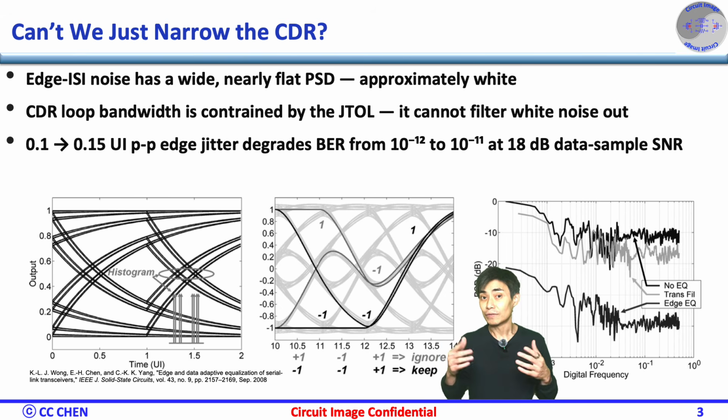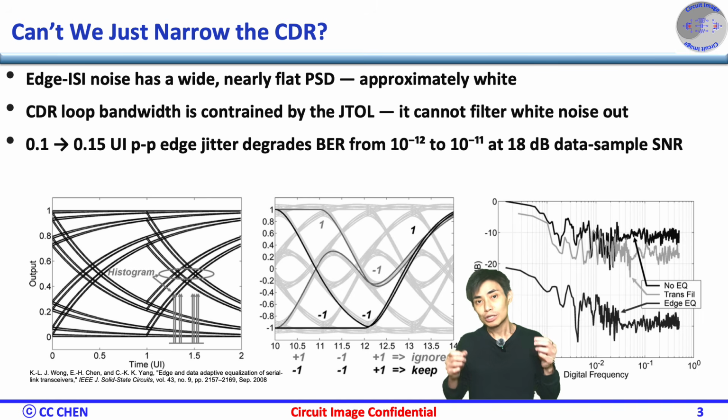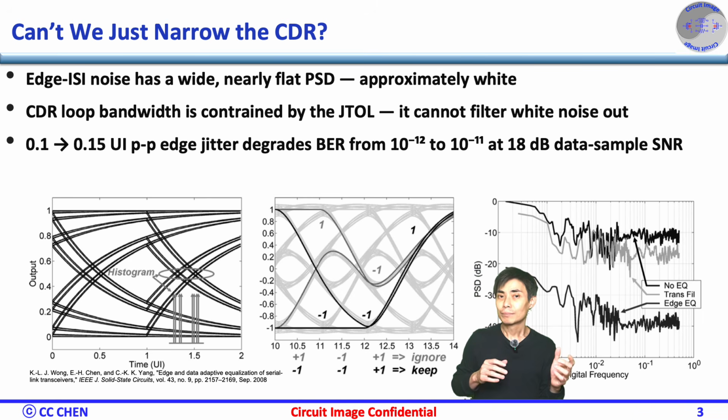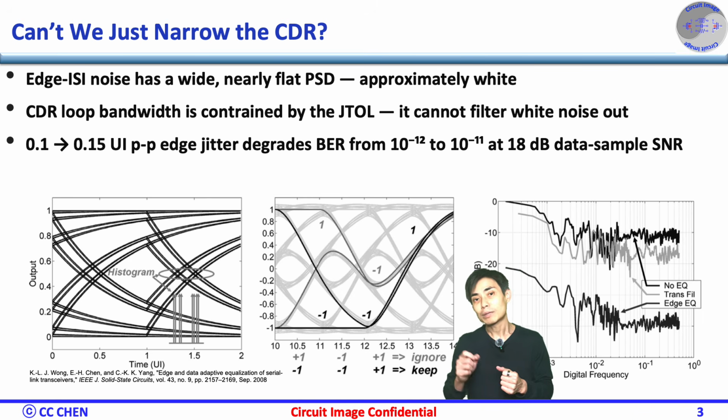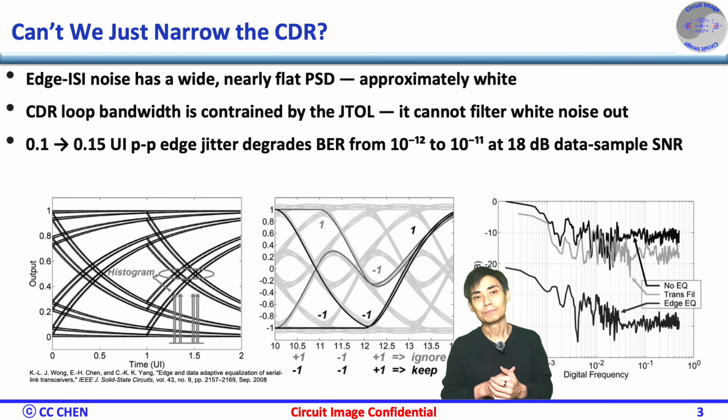The paper gives a very important example. If edge jitter increases from 0.1 UI peak-to-peak to 0.15 UI peak-to-peak, the BER can degrade from 1e-12 to 1e-11. This is only a small timing change, but it caused one decade of bit error rate degradation. So the message is simple. CDR bandwidth control alone is not enough. We need to reduce the edge ISI before it enters the CDR.